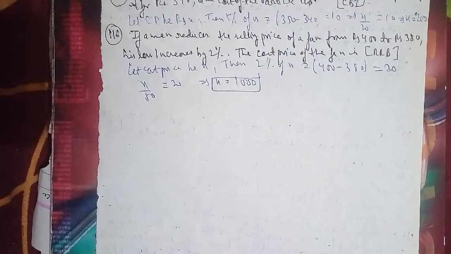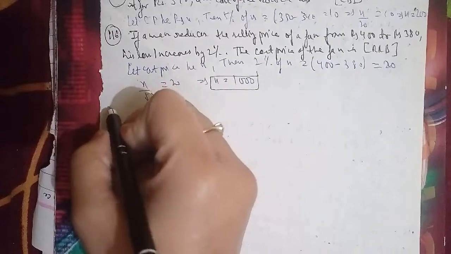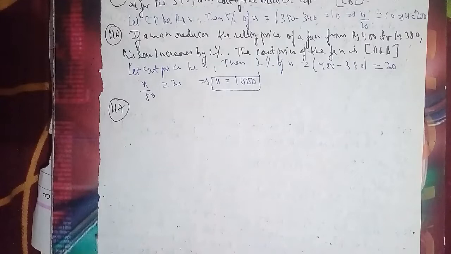We'll talk about another important question, which is the 117th question of the session. The question is: an article when sold at a gain of 5% yields rupees 15 more than when sold at a loss of 5%. Its cost price would be? The options we have are rupees 150, rupees 200, rupees 250, and rupees 300. So we go ahead.